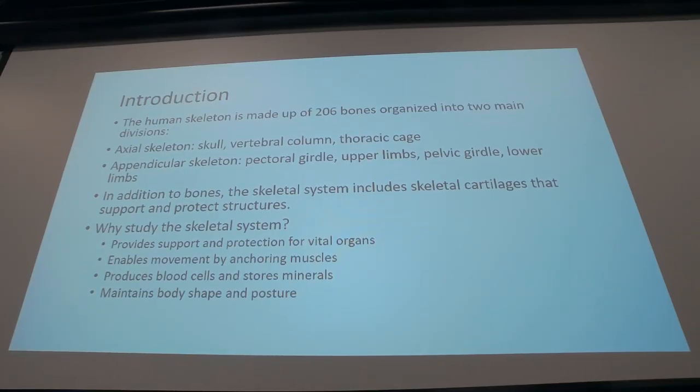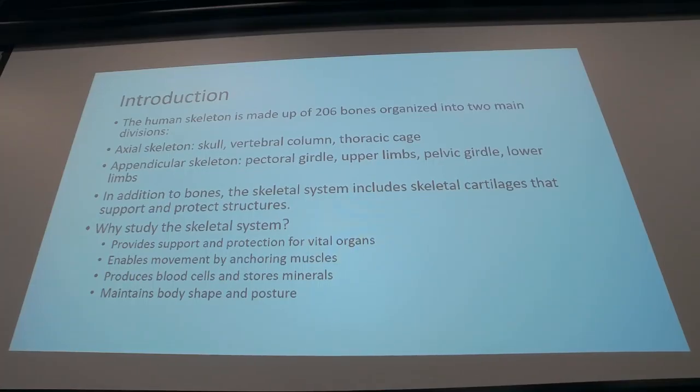So as an introduction, our human skeleton is made out of 206 bones. I kept saying 208 possibly. Well, it's 206. And I told you that before. So these bones are distributed among two major categories: the axial skeleton and the appendicular skeleton.